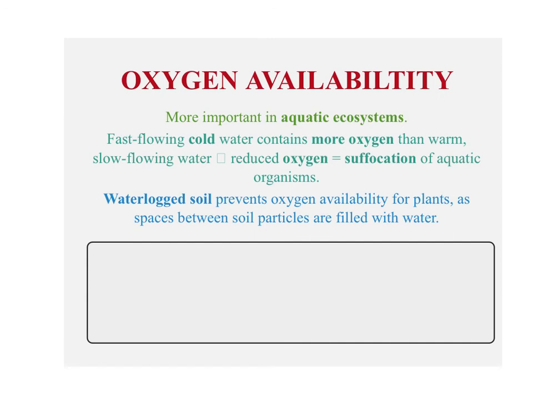Oxygen availability is going to impact aquatic ecosystems, so underwater ecosystems like fish and all of the plants that live under the sea as well. A fun fact: fast flowing cold water carries more oxygen than warm, slow-flowing water. And that warm, slow-flowing water, so maybe tropical streams, for example, is going to reduce the amount of oxygen that we've got available to the organisms. And over time, that could lead to suffocation.